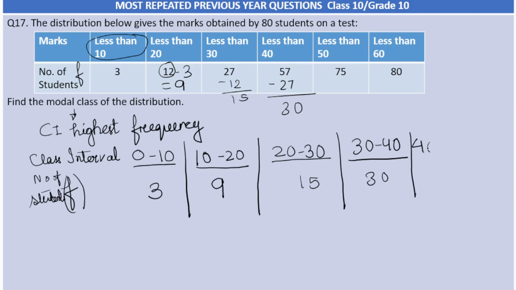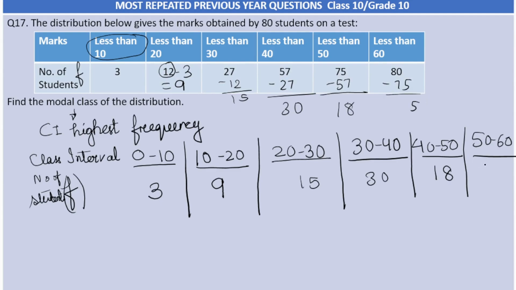Similarly 40 to 50 and 50 to 60. For 40 to 50, from this 75 we need to remove all the students who have scored less than 40. We'll subtract 57 from 75, so that is 18. 18 is the frequency of the 40 to 50 class interval. Similarly 80 minus 75 will be 5. So for 50 to 60, only 5 students have scored.